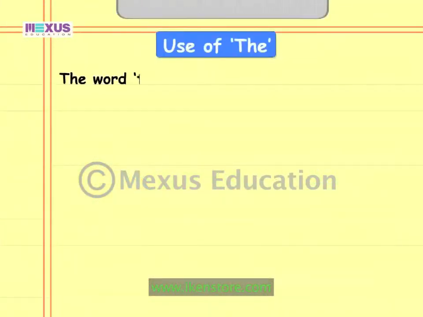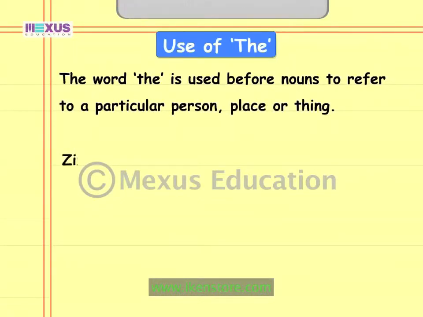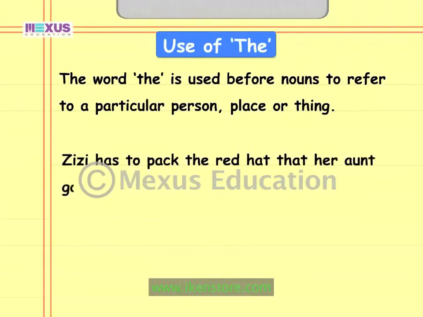We use the word the before nouns to show that we are referring to that particular person, place, or thing. For example, Zizi has to pack the red hat that her aunt gave her. In this sentence, the red hat refers to the particular hat that Zizi's aunt gave her.